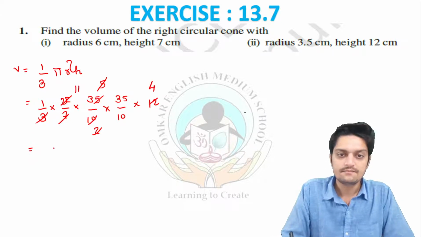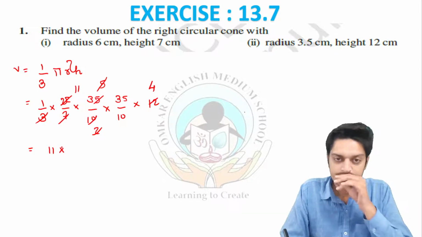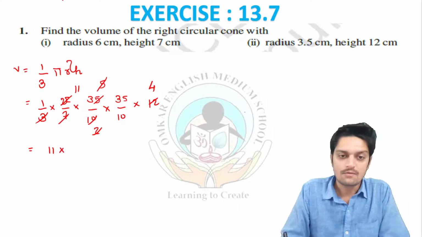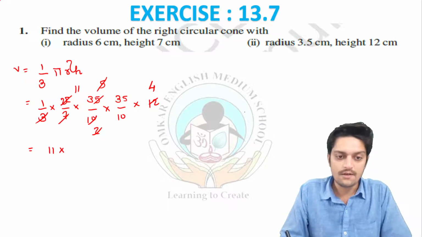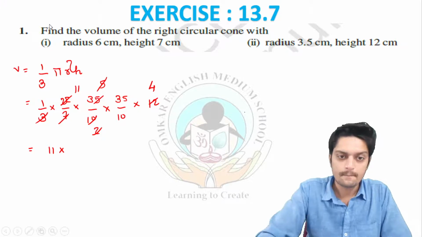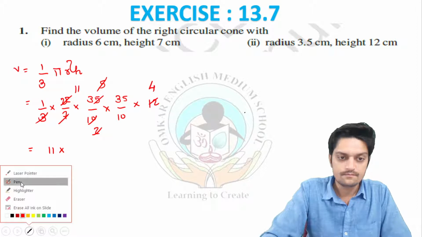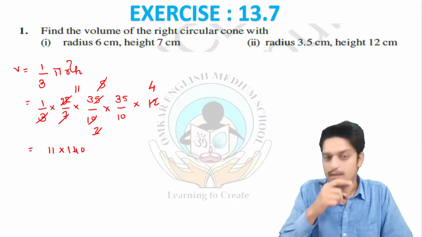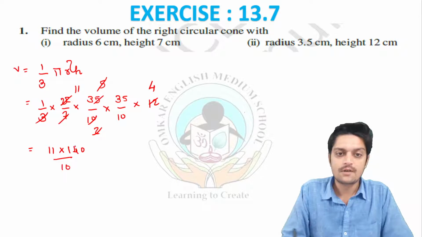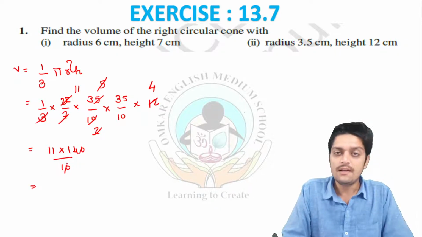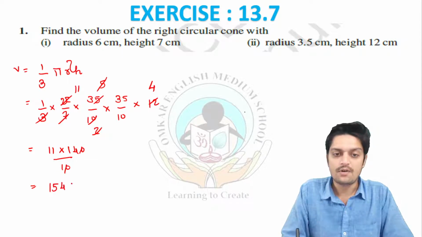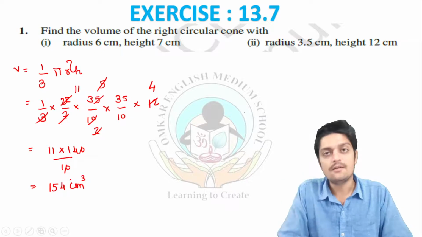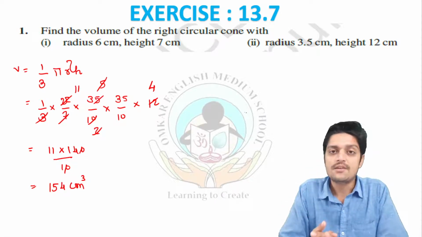Then what you will get here is 11 into 35 into 4, that is 140, so 11 into 140 divided by 10. 11 as it is, and 140 divided by 10, the 0 and 0 will cut, so 14. 11 14s are 154, and the unit is centimeter cube. So 154 centimeter cube is your answer.